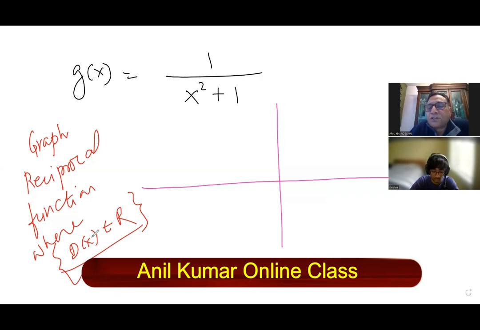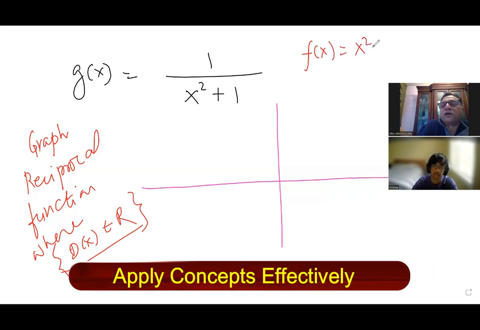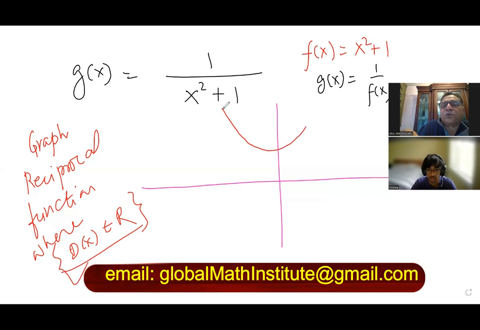So we'll follow the general procedure of graphing a reciprocal function. Let us say that function f of x is x squared plus 1, and therefore we can say that g of x is the reciprocal of f of x. The idea is first to graph f of x. So f of x is a simple graph of x squared shifted 1 unit up. This becomes the absolute minimum for f of x. So we've drawn f of x.